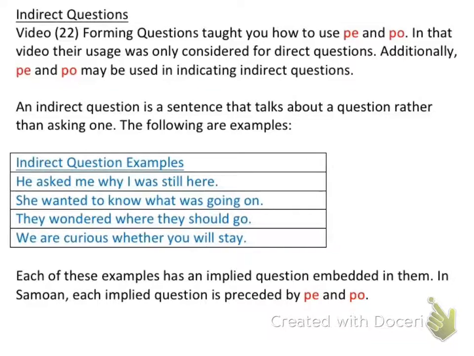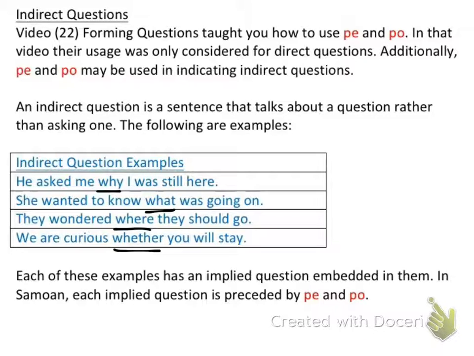In Samoan, each implied question is preceded by pay and po. So, for example, in these sentences I have why, that's kind of a question word. What, that's a question word. Where and whether. These are all question words that a lot of times would start off questions. In this case, it's not a direct question, but an indirect question. So before these underlined words, in Samoan, I would put a pay or a po to indicate to who I'm talking to that there's a question being implied.